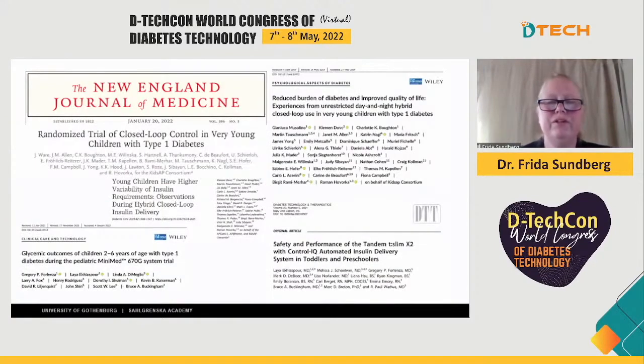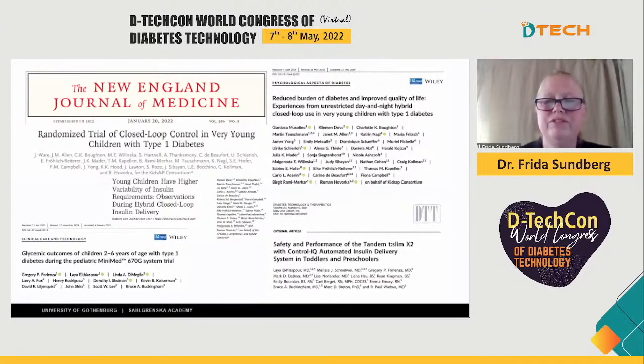Yes, it was very important this January when the KidsUp Consortium from Cambridge published the randomized trial of closed loop in very young children, making it obvious that hybrid closed loop is superior to sensor augmented pump therapy, even in preschoolers and toddlers. They have also shown that young children have higher variability in insulin requirement. So this is the age group most in need of the hybrid closed loop, because the insulin dose can be doubled from one day to another.